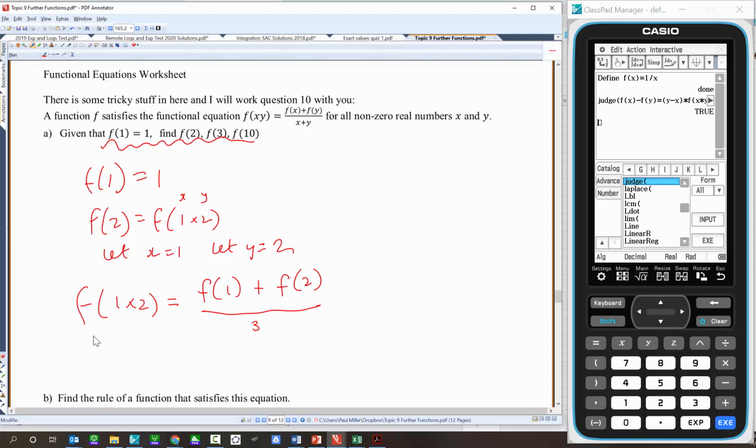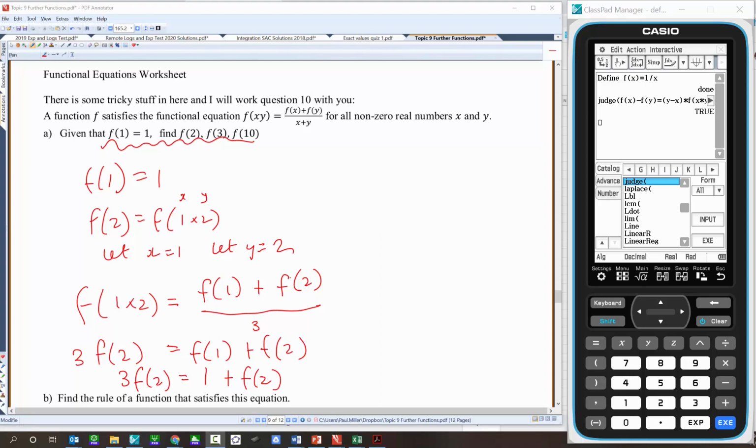All right, I'm just going to transpose this now and say that's going to be 3, and 1 times 2 is 2, so 3 f of 2 equals f of 1 plus f of 2. Now I actually know what f of 1 is. That's just 1. So that's 3 f of 2 equals 1 plus f of 2.